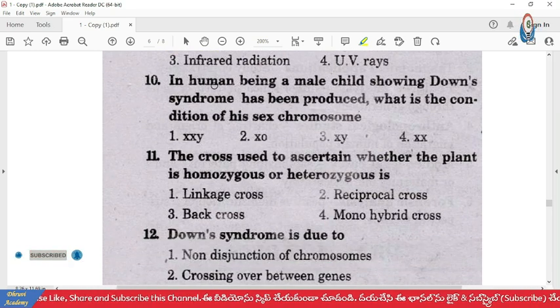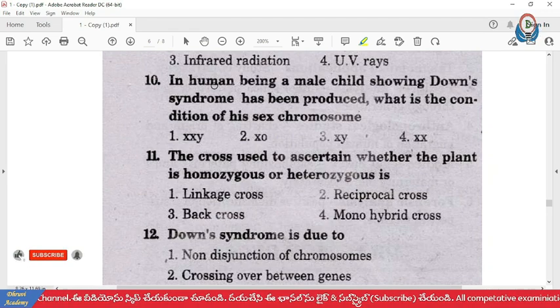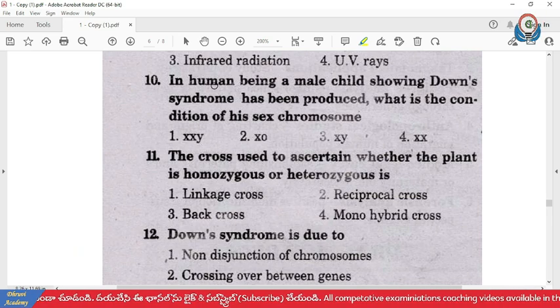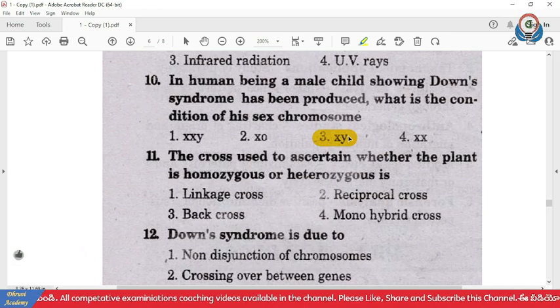In human being, a male child showing Down syndrome has been produced. What is the condition of his sex chromosomes? They are saying, is it XXY, or second one XO, or third one XY, and the fourth one XX? Its answer is XY chromosome.